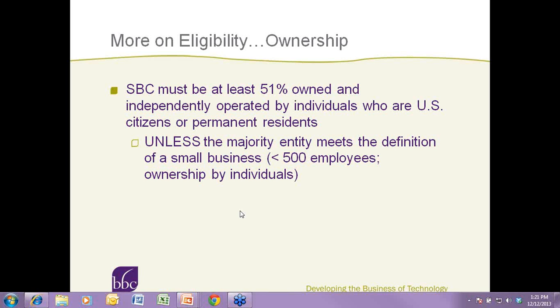The exception is if the company is owned by another for-profit organization, that organization must meet the requirements for small business. Again, the less than 500 employees and the ownership by individuals, and this exception allows companies that might be owned by venture capital partnerships to be eligible for the programs.